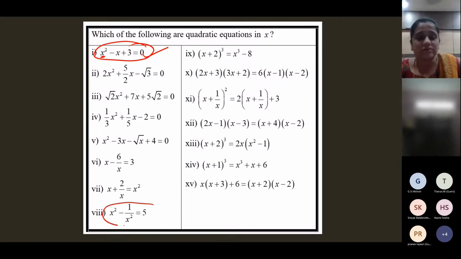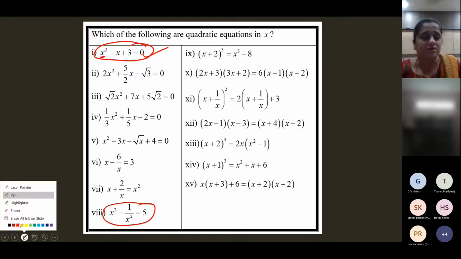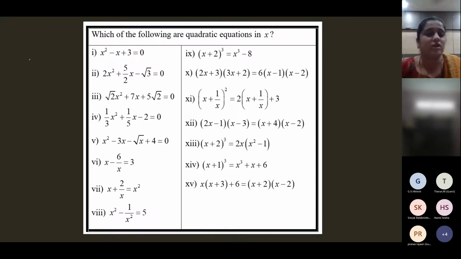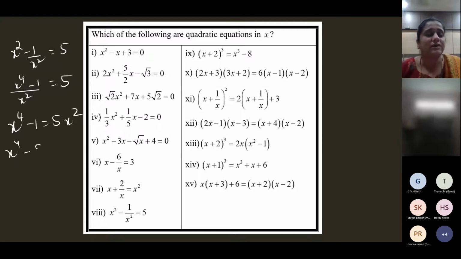But this one is not in the standard form. You can simplify this further. So please do that. Don't look at the twos. There's a 2 here, 2 here. Okay, 2 means quadratic? No, it's not like that. You'll have to work it. So x square minus 1 by x square is equal to 5. x square is the common denominator. x power 4 minus 1 is equal to 5. Cross multiply. x power 4 minus 1 is equal to 5x square. All on one side, x power 4 minus 5x square minus 1 is equal to 0.